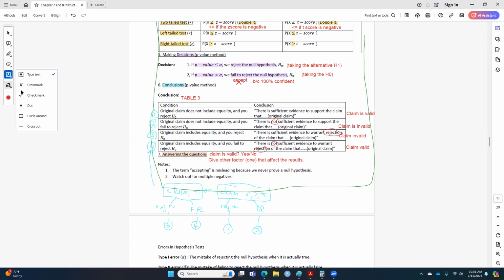Okay. Now there are some notes that I want to point out here. We are not going to use the word accepting. I think I mentioned that already. We don't use the term accept. It's because we are not 100% confident with it, and we have never proven it. So it's a misleading term that we will not use in the world of statistics. And also watch out for multiple negatives. So remember last time that the word not is a negative word. The word reject is a negative word. So if you have 2 of these, then it will become a positive.